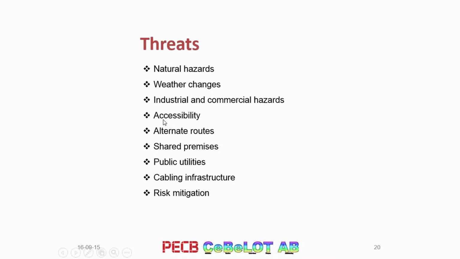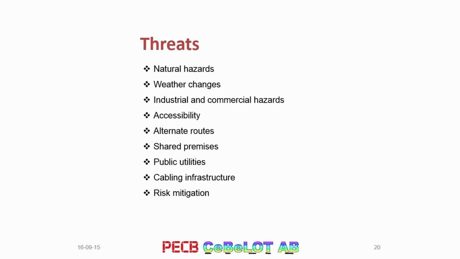Can you access the site? For instance, if there is a bridge and there is a major catastrophe, so the bridge is not okay, you can't drive across the bridge. That is just one example. You have to look into alternate routes. At that point, if you have shared premises, is it okay to share something with somebody? You have to look into the risks and threats for that.